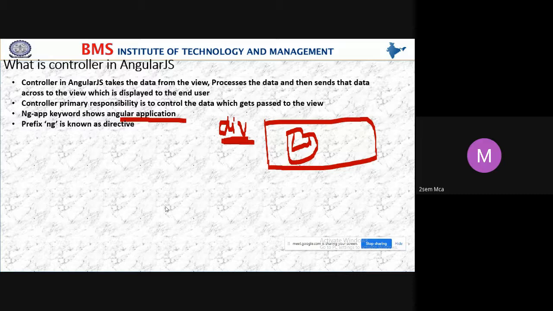The resultant data will be displayed on the monitor to the end user. Who is going to see the output? The end user is going to see the output. The controller's primary responsibility is to control the data which gets passed to the view. So on the view, as the output to the end user, whatever is going to be shown will be decided by the controller. That is the responsibility of the controller.